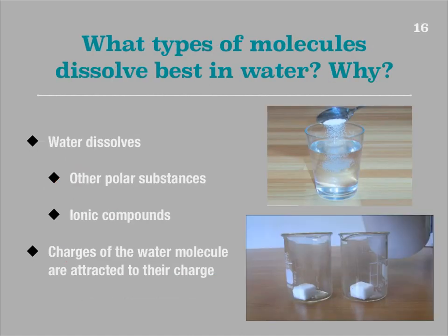Okay, what types of molecules dissolve best in water and why? Well, water, remember, is a polar substance. So things that are going to dissolve very good in water would be other polar substances or ionic compounds. Remember, polar substances and ionic compounds both have charge. So, since water is charged, polar substances are charged, ionic compounds are charged, it's going to be easier for them to dissolve in water. The charges of the water molecules are attracted to their charge and help dissolve it.